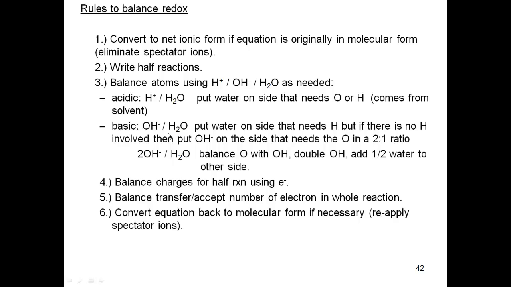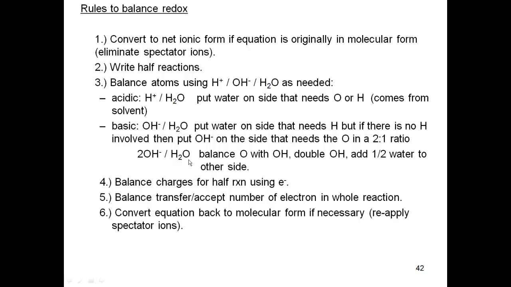Okay, if hydrogen's already balanced, I don't want to unbalance it, so we do a 2-to-1 ratio. I've got 2 hydrogens and 2 hydrogens. That balances this out. So then I'll put the OH minuses on the side that needs the oxygen and water on the other side. Now, I can balance back and forth to get things to work out.